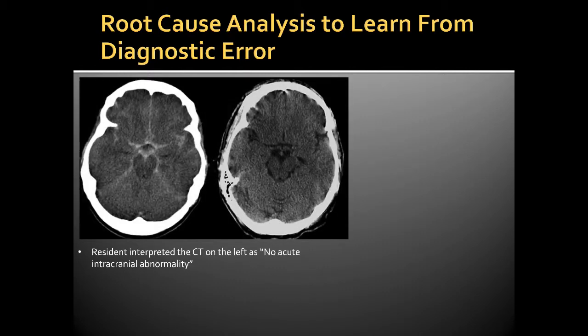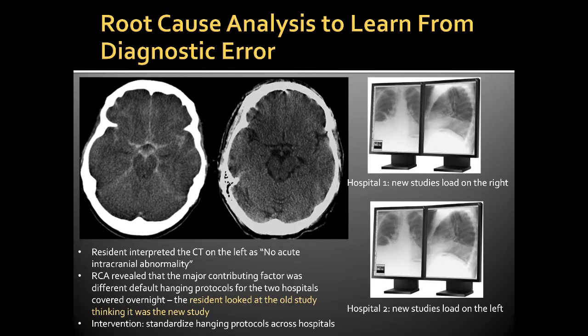Here's an example of how root cause analysis should work. The resident interpreted the CT on the left as no acute intracranial abnormality. A prior CT from a year ago is shown on the right for comparison. This is a 30-year-old patient who was found down in her bathtub after an argument with her boyfriend. She deteriorated over the 6 hours after the initial CT on the left, had a repeat CT which was then interpreted as diffuse subarachnoid hemorrhage.